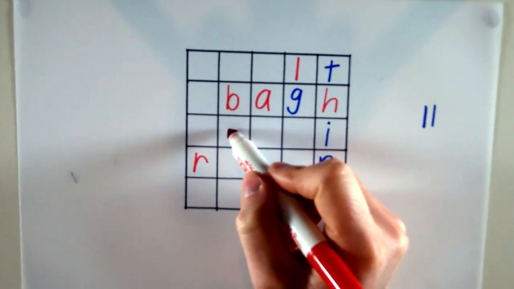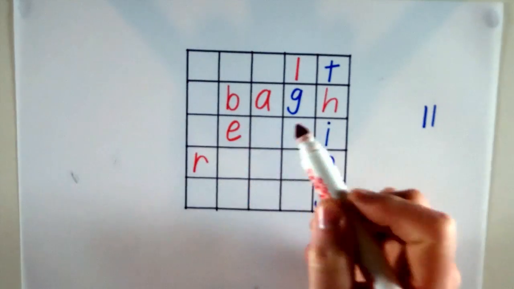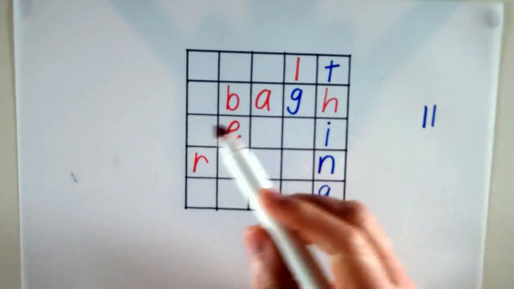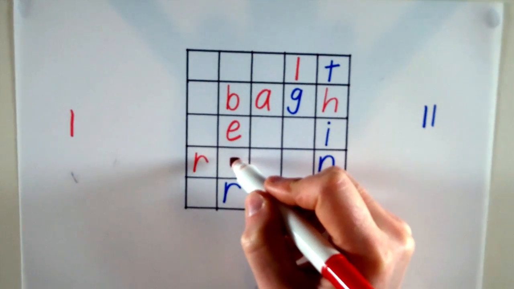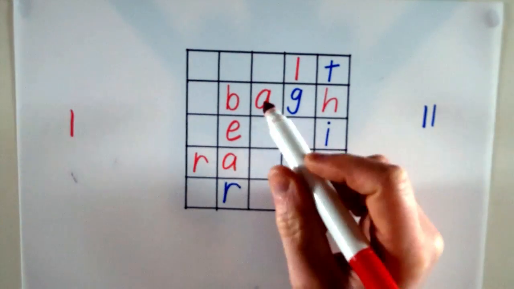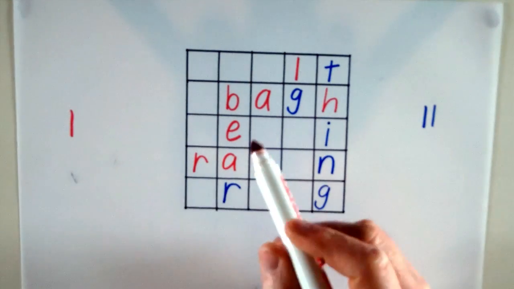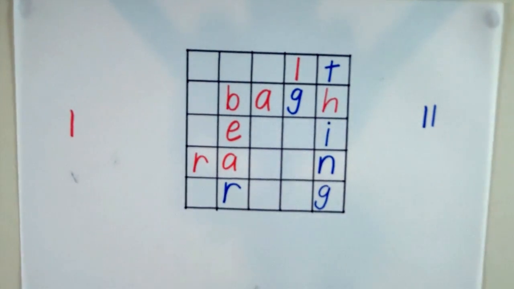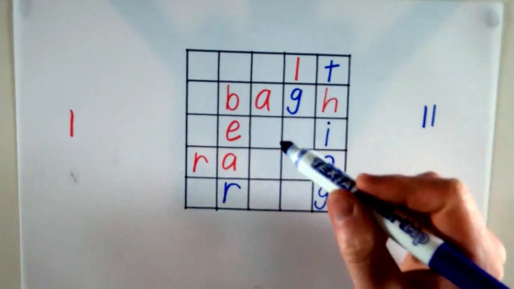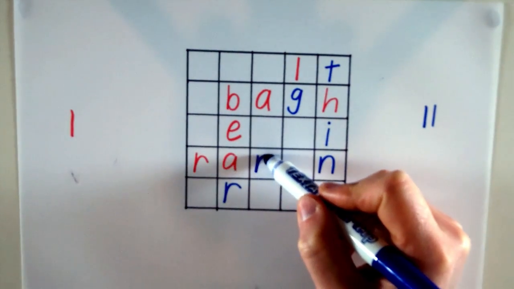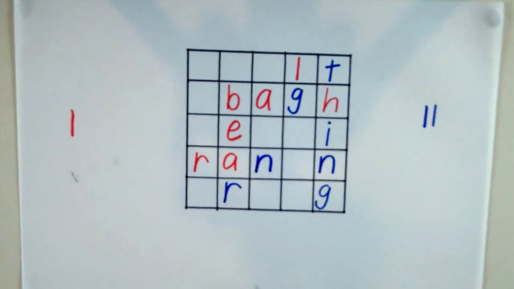And red can add an E here to make the word real. And here, red can add an A to make the word bear. And because they've added the A there, blue has noticed there's the R, A, they can add the N to make the word ran. So that's a point for red and a point for blue.